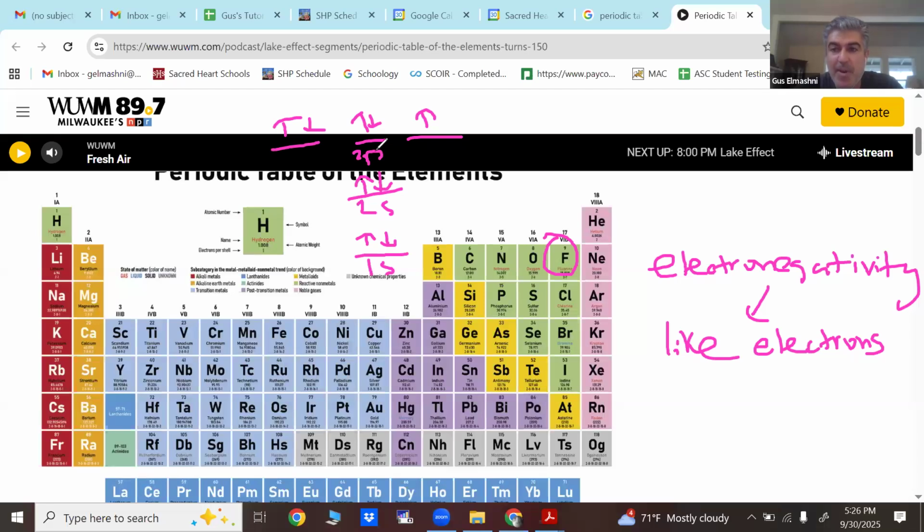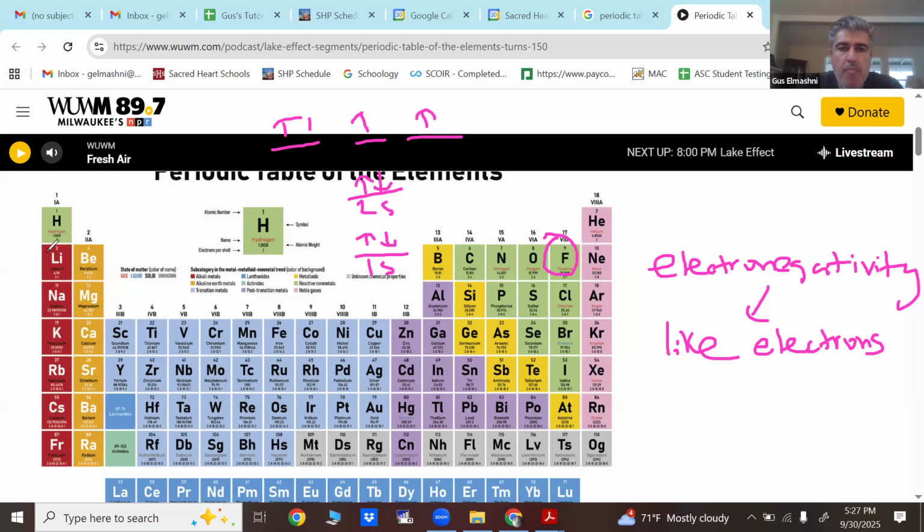Or he just needs one more card to make the book full. So he really wants that card, right? It's kind of the same thing. Fluorine really wants an electron, wants it so badly. Just one more, right? So fluorine has a high electronegativity as a result, because it wants it so badly.